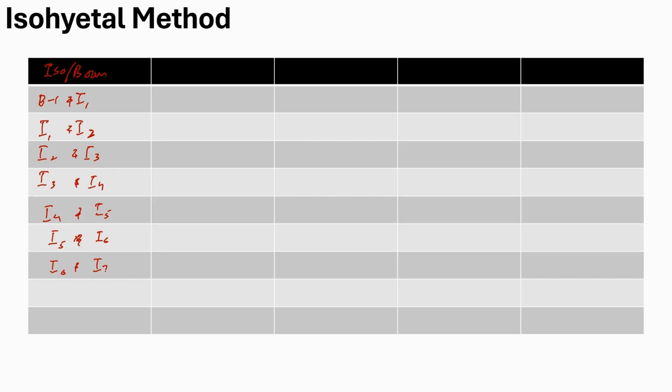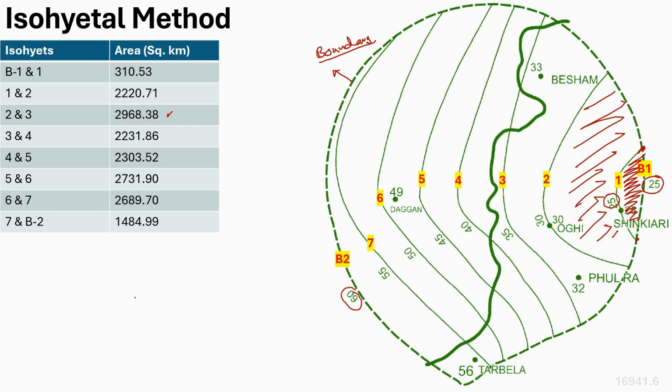I6 and I7. And then the last one, I7 and boundary 2. See from here, B1, this area, for this area, B1 and 1, for this area, 1 and 2, for this area, 2 and 3, for this area, 3 and 4, for this area, 4 and 5, for this area, 5 and 6, for this area, 6 and 7, and for this area, 7 and B2.